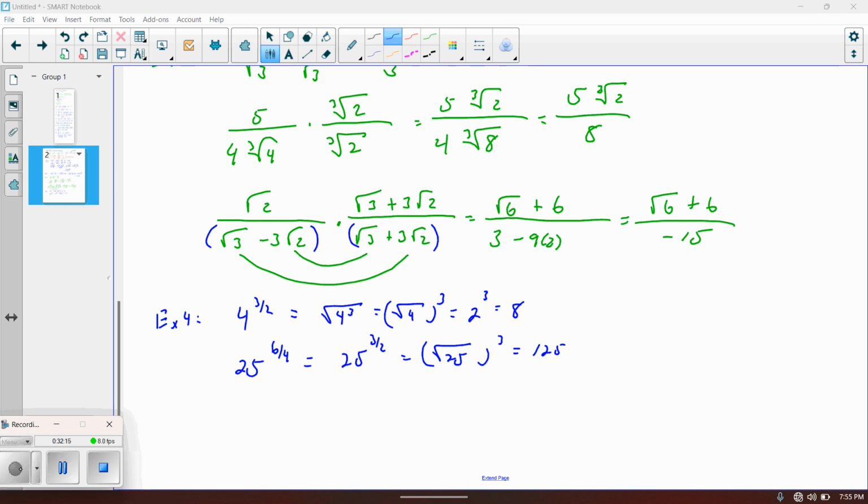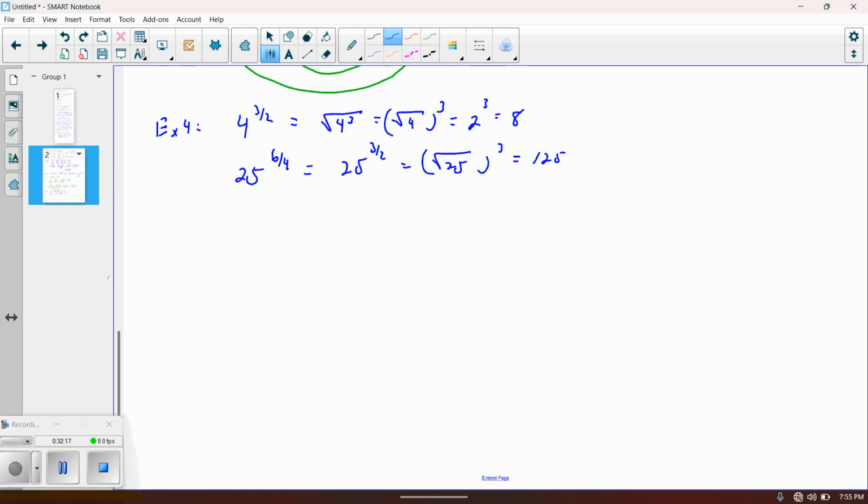All right, for our next example, we're going to take something that looks like this. 9x squared y to the 1/3 divided by x to the 1/3 y. We're going to raise that whole thing to the 1/2 power.